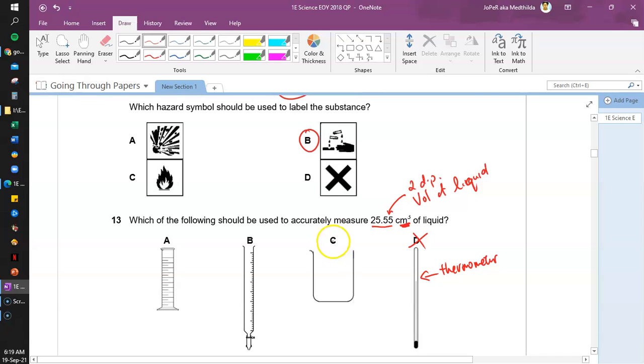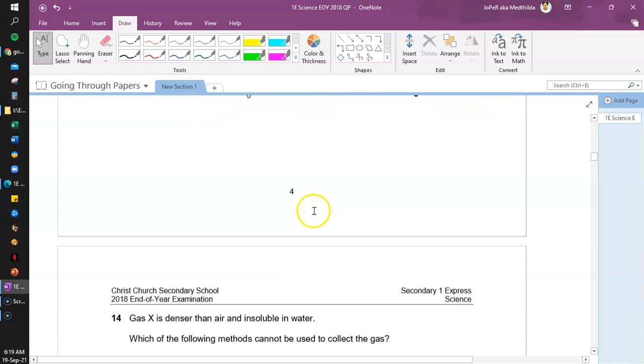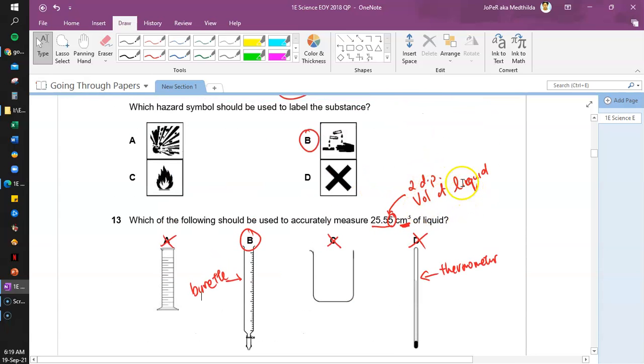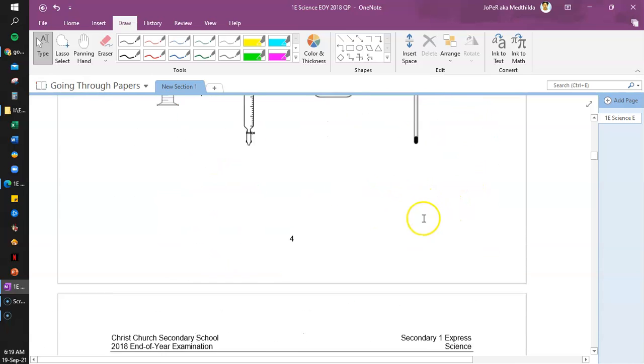Now, a beaker and a measuring cylinder wouldn't be able to measure up to the second decimal place. Therefore, A and C are out. So the answer left is the burette. This is actually a burette. Okay, so question 13 is done. So a burette measures up to 2 decimal places in terms of the volume of a liquid.